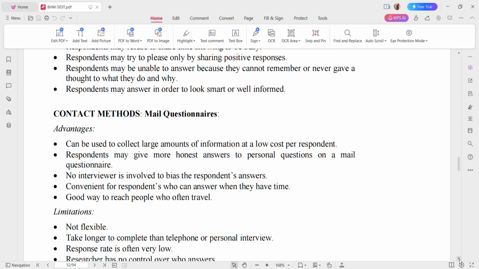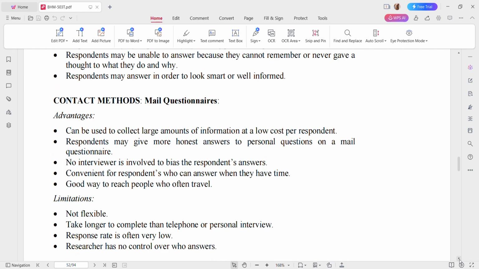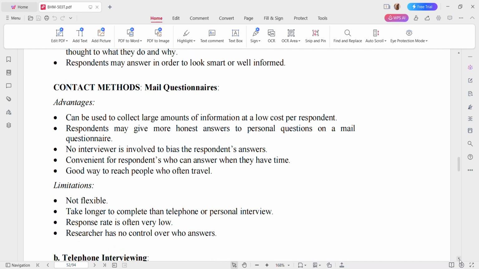Now, we also have here contact methods, mail questionnaires. Ito yung ginagamit natin. We don't actually do mailing kasi ngayon email na, no? But ito yung ginagawa natin. Minsan we can do it, no? We actually had it done with my advisee last semester. So advantages: can be used to collect large amount of information at low cost per respondent, kasi you don't need to print materials for the survey. You can just have it done using Google form, any platform where you can collect information, or you can post your questions and be answered by your participants, no?